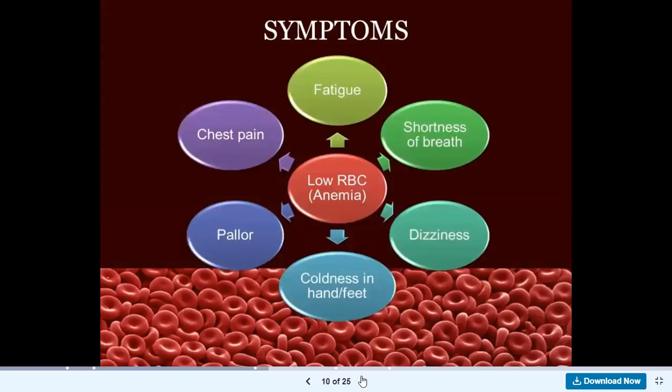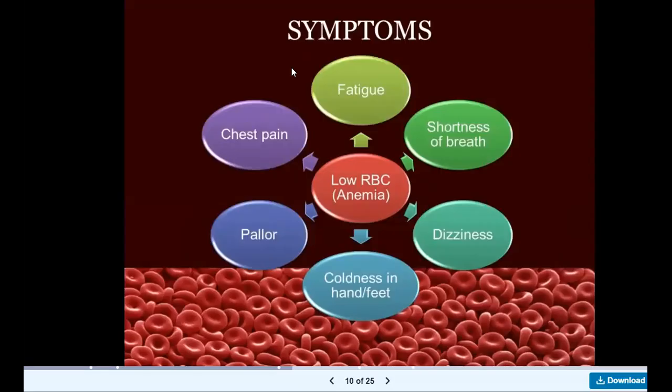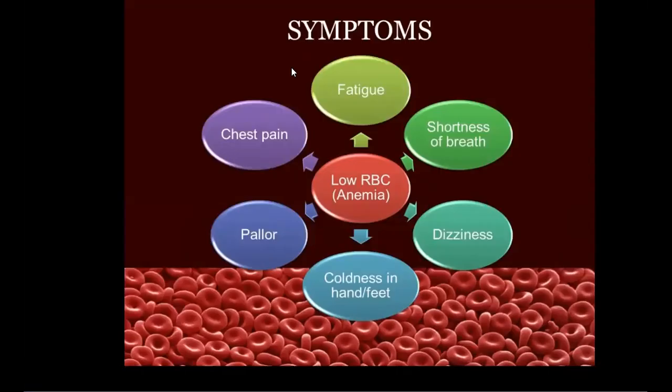So symptoms, what are the symptoms? How do you know that a patient has aplastic anemia? Remember, we said that in aplastic anemia there would be low red blood cells, or anemia, there will be thrombocytopenia, and there will be leukopenia. So you would have symptoms of low red blood cells, symptoms of low white blood cells, and symptoms of low platelets, low thrombocytes.